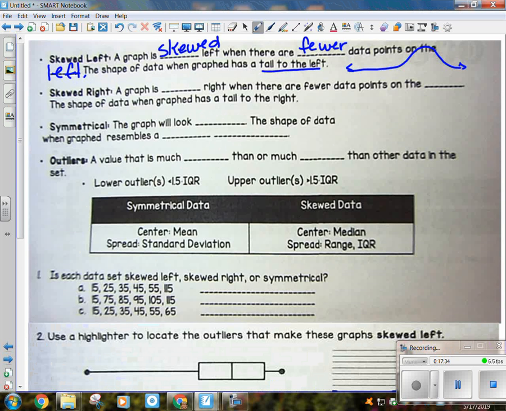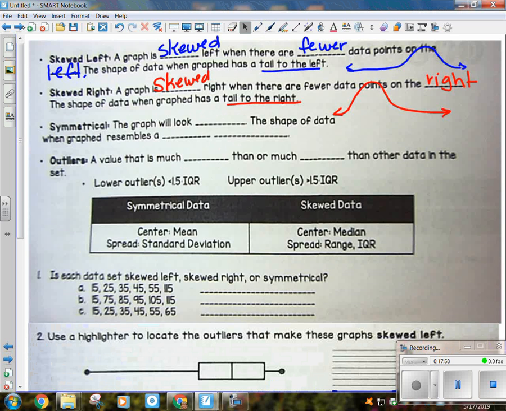Okay, the opposite of that is skewed to the right. A graph is skewed to the right when there are fewer data points on the right. The shape of the data when graphed has a tail to the right. So all my data points must be on the left, and I have this long tail on the right. So this one's skewed to the right.